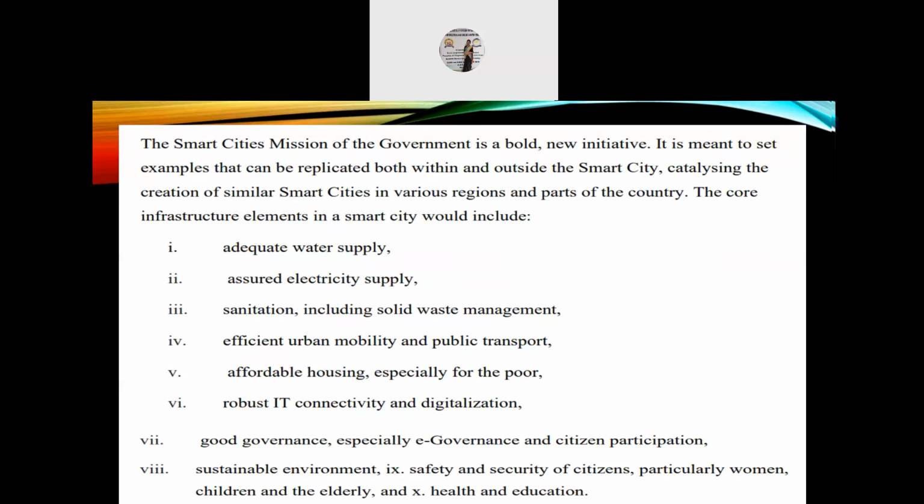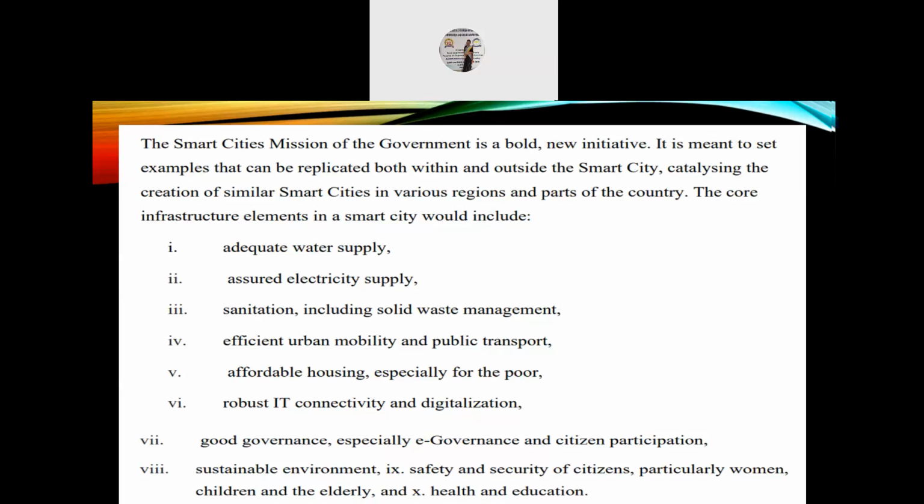The Smart Cities mission of the government is a bold new initiative. It is meant to set examples that can be replicated both within and outside the smart city, catalyzing the creation of similar smart cities in various regions and parts of the country.